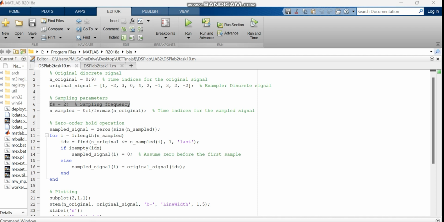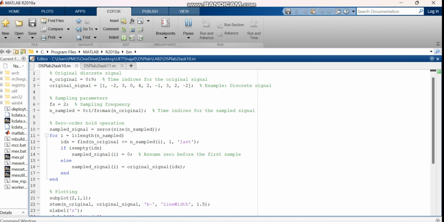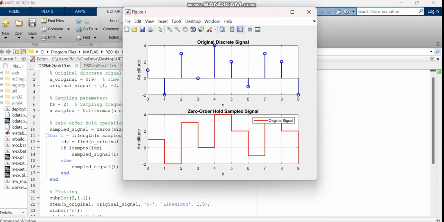For zero order hold operation, we made a function with the name sampled signal and we have used a for loop to perform the zero order hold operation. So if we run the code, we get a graph like this, where the original discrete signal was given in samples and the zero order hold sampled signal connects the samples and holds the value until the next sample is reached.